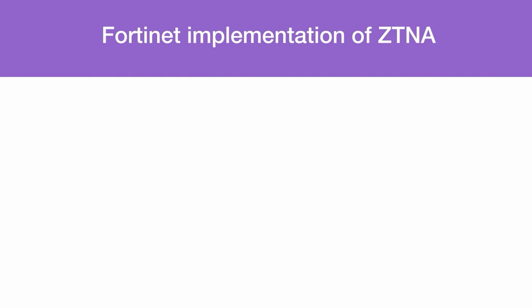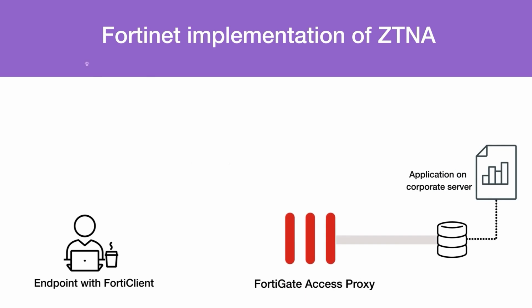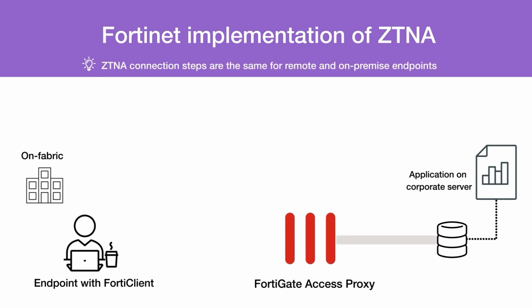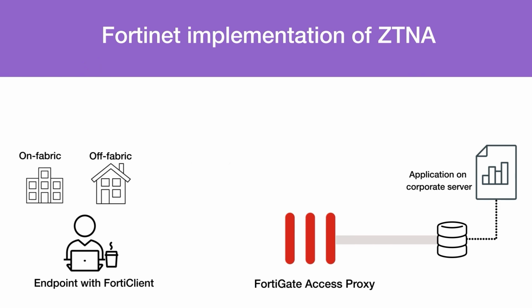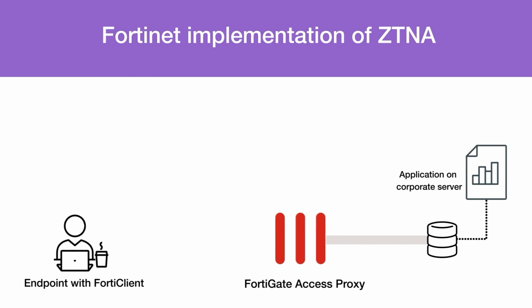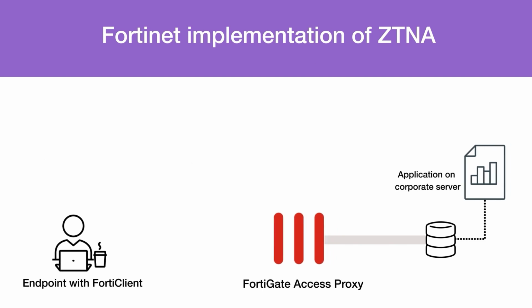Now let's look at how Fortinet implements ZTNA. Here is an endpoint that needs to connect to an application. Our endpoint can be on Fabric, which means on the corporate network, or off Fabric, which means connecting remotely. In this scenario, the ZTNA connection steps are the same.